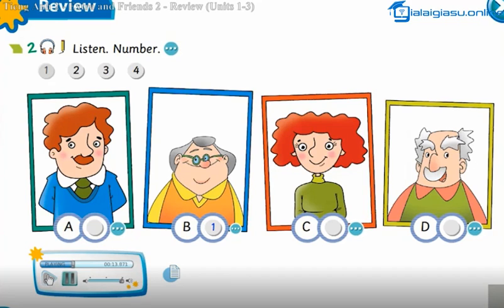Let's listen. 2. This is my father. A, C, or D? Father. So number 2 is going to picture A. Let's listen to number 3. This is my grandfather. So C or D? Is picture D. Very good.